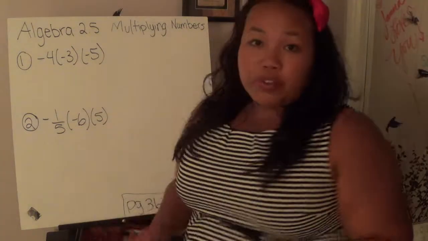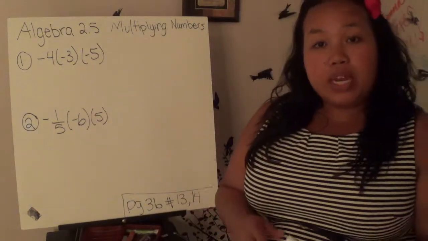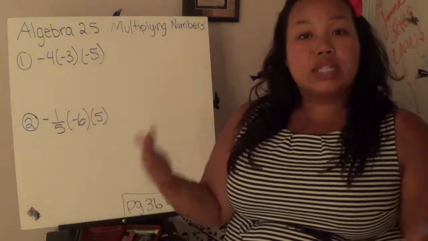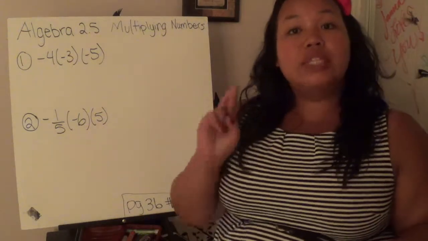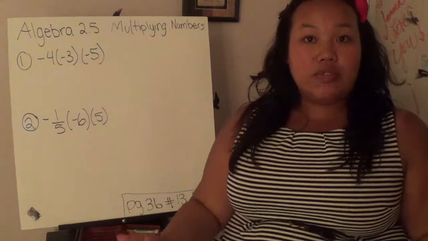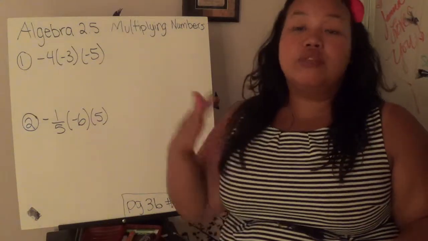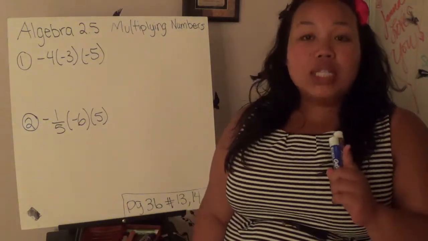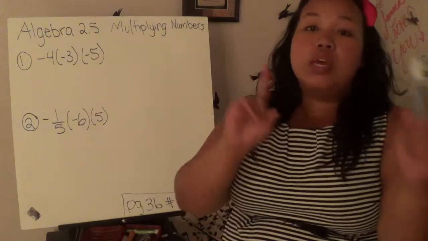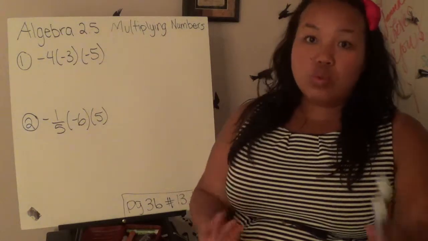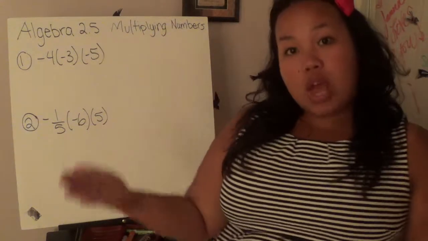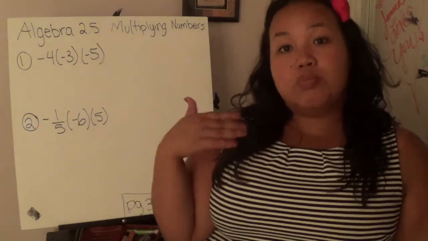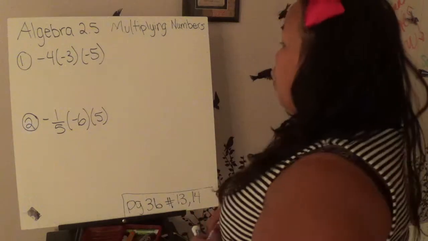In Algebra 2.5, we're dealing with multiplying numbers. Now the same rules from the last section apply. If you have two negatives together, it gives you a positive. If you have two positives, it gives you a positive. If you have a positive and a negative, you end up with a negative. So those rules all still stay the same from the prior section that you did in section 2.4.